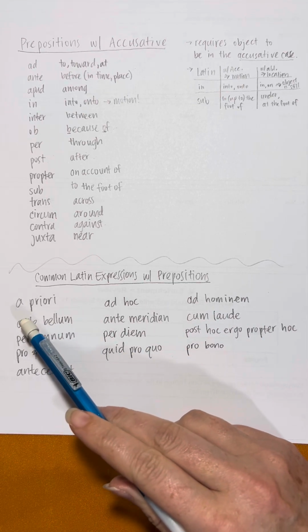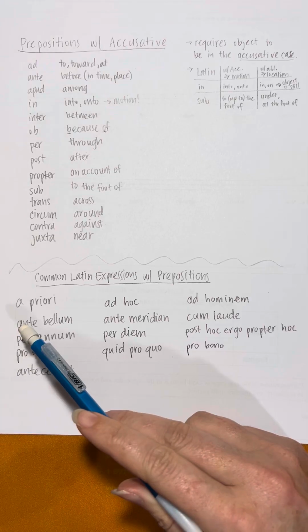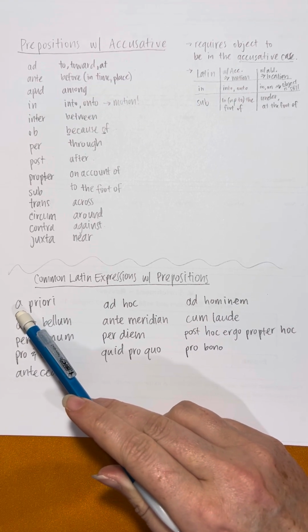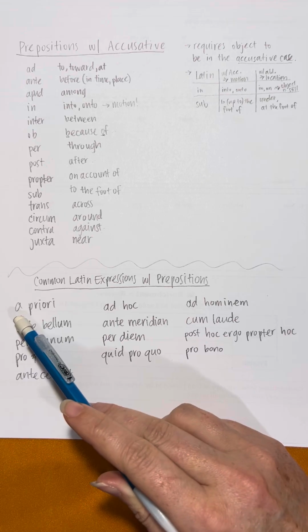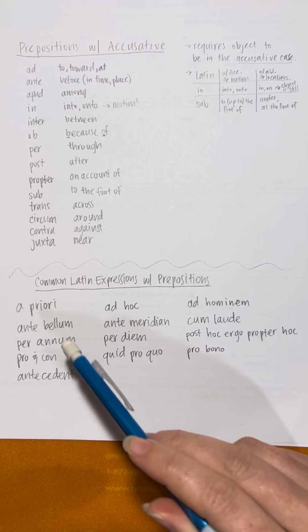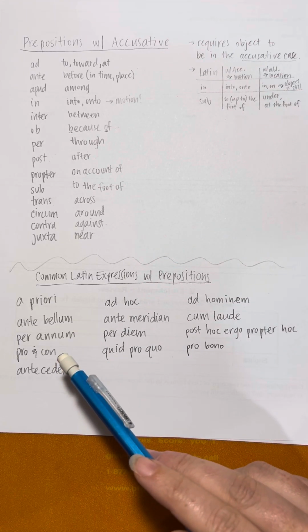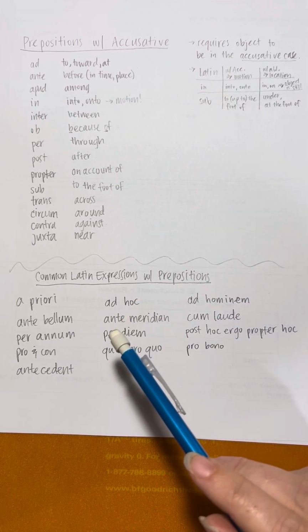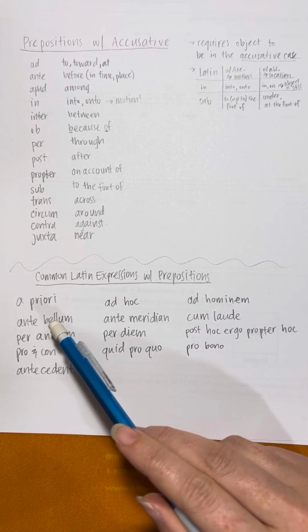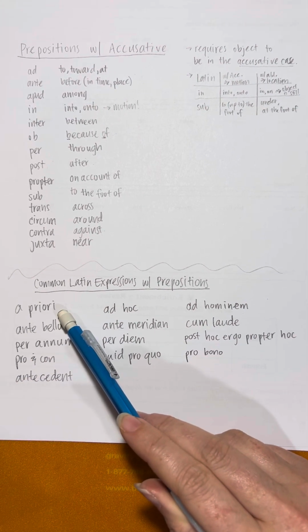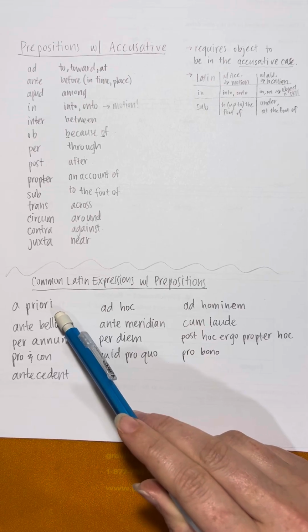But we have a priori. Of course, this a would be what? Ab, right? A, ab, by, from. And this means where you have knowledge based on reason alone. Do you have a different definition? You should let me know. Educate me more on this.